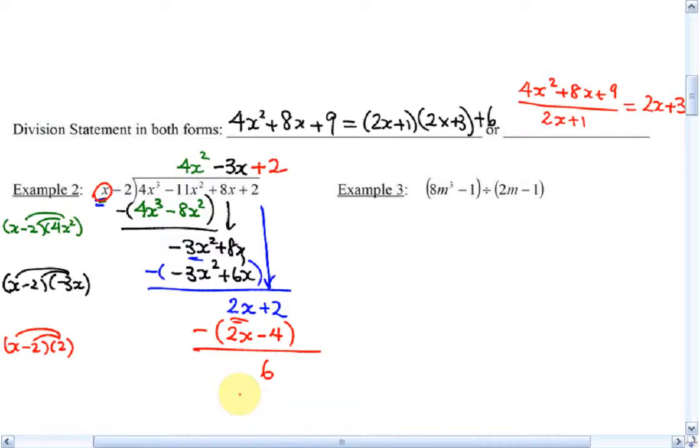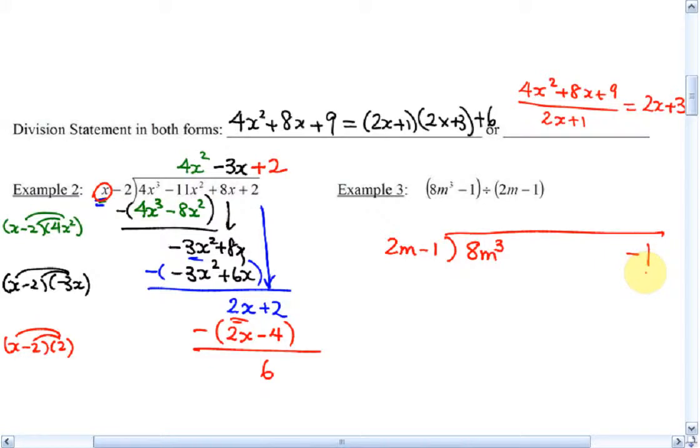Okay? All right, let's try the next one here, example number 3. I'll let you try this on your own, but I'll help you set this up first. Remember, this is division, so I'm going to rewrite it in long division format. That would be 2m minus 1. And I'm going to put here 8m cubed minus 1.